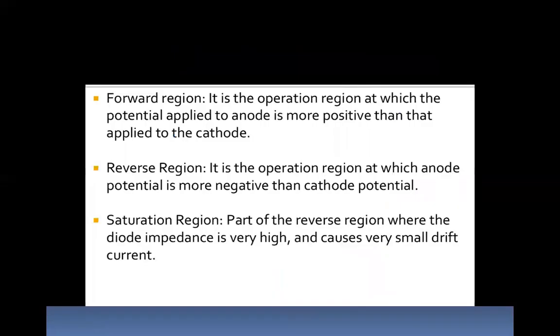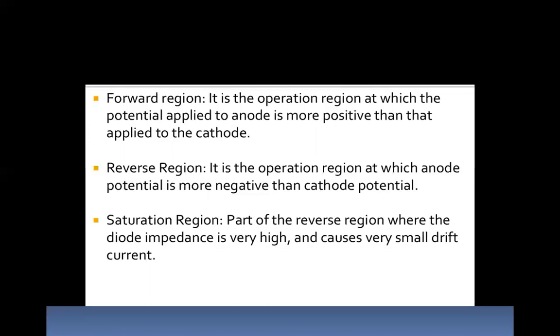So what is the forward region? It is the operation region at which the potential applied to the anode is more positive than that applied to the cathode. Reverse region is the operation region at which the anode potential is more negative than the cathode potential, because it is in reverse. We have a saturation part of the reverse region where the diode impedance is very high and causes a very small drift current. That is called saturation.